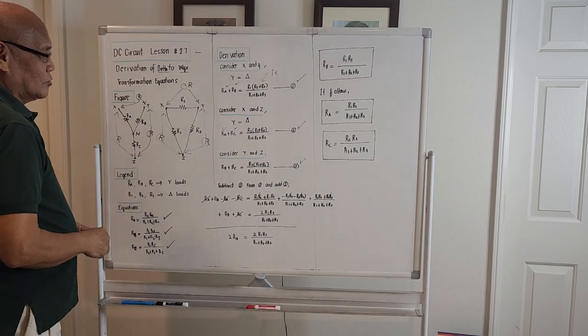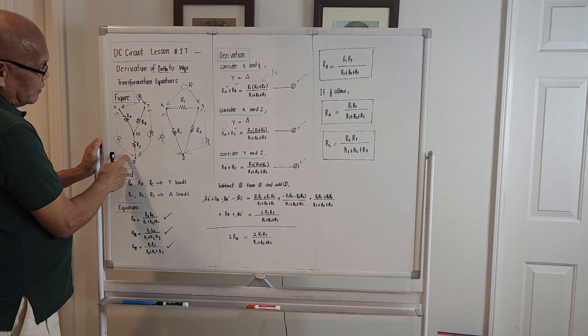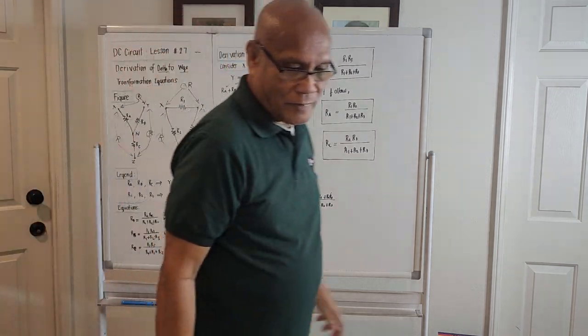So actually, to compute for the value of RA, RB, and RC, if we are given R1, R2, and R3, I will try to check my camera.